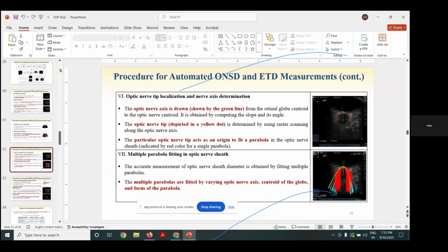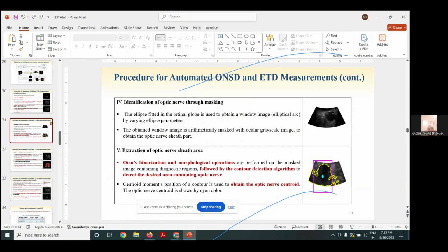Yeah, this one you're talking about? No, the previous one, sir. This one? Yes, sir. The point 5 point, extraction of optic nerve system, sir. Yeah. So what happens? So, sir, can you repeat?